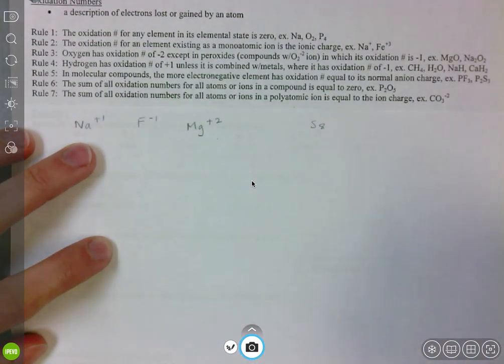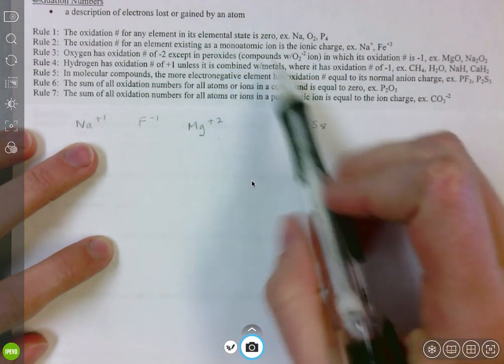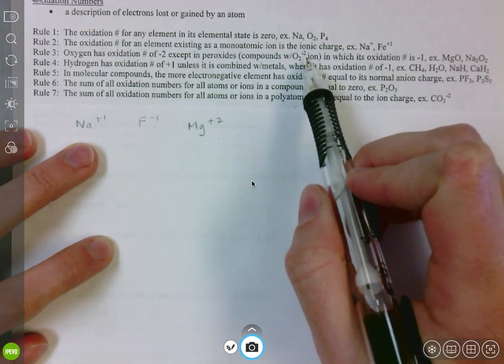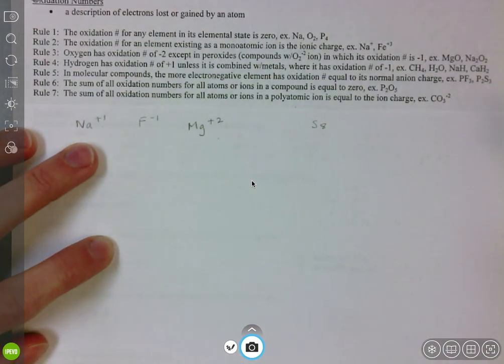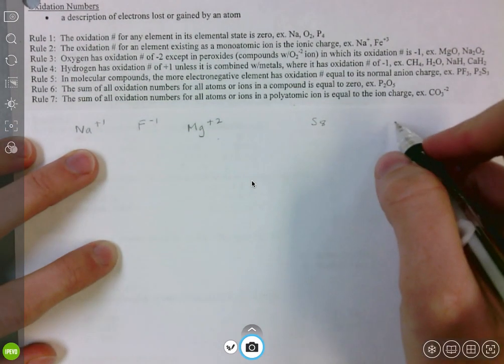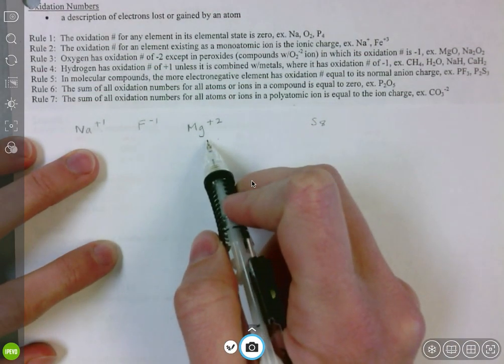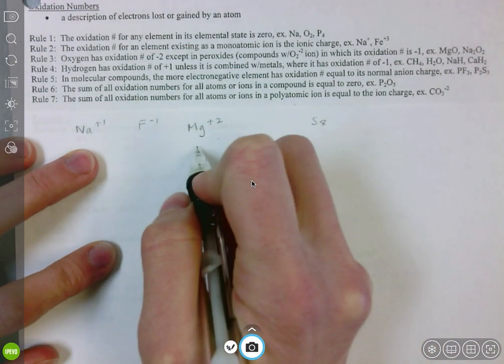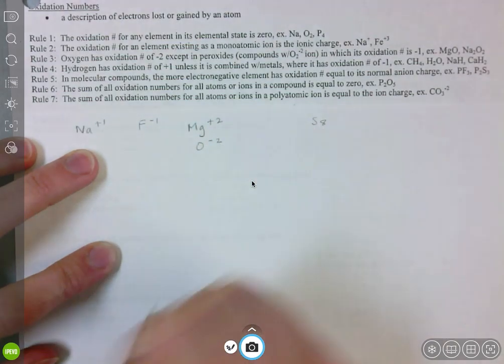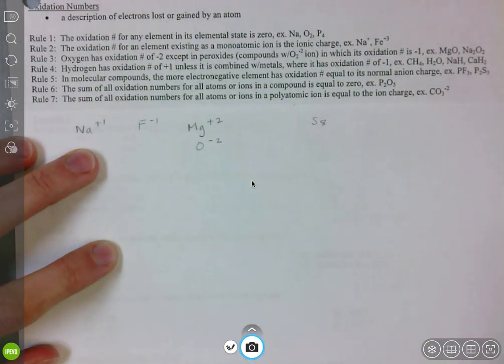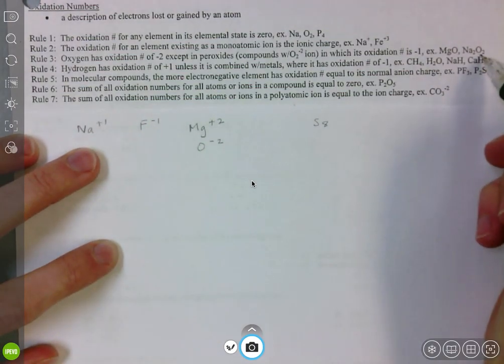Rule number 3: oxygen has an oxidation number of negative 2 except in peroxides. These are compounds with O2 that have a negative 2 charge, so each of those oxygens has an oxidation number of negative 1 to total to that negative 2. Our example here is magnesium oxide. Magnesium forms a positive 2, and in order to cancel that positive 2 out, oxygen's oxidation number is a negative 2.